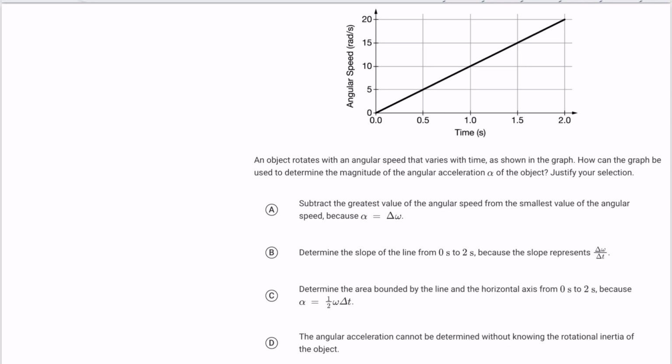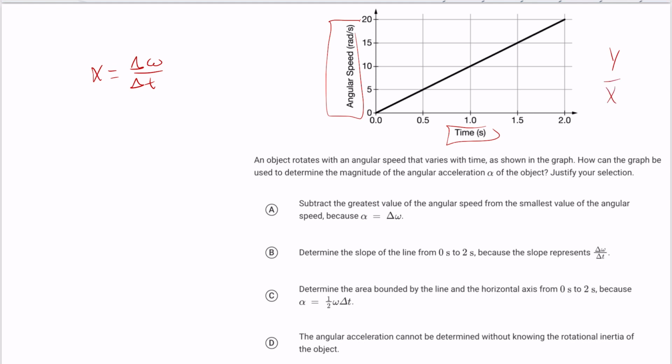All right, well, first off, let's remember what angular acceleration is defined as. Angular acceleration is going to be defined as the change in our angular velocity over change in time. Now, that said, if we have angular velocity on the y-axis and time on the x-axis, then acceleration is just going to be defined as our y-axis over our x-axis, which is the same thing as slope.